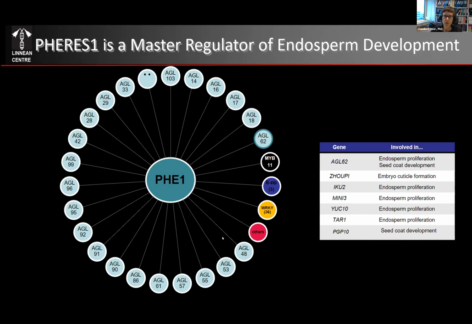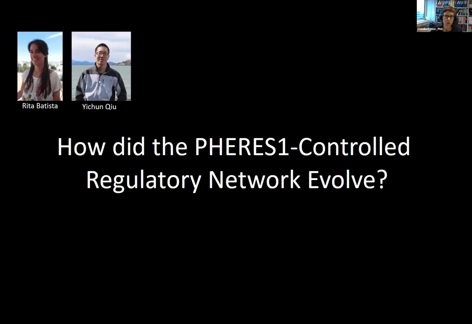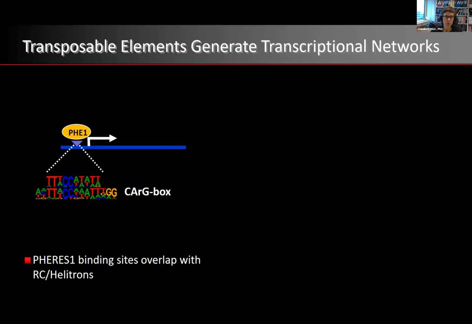Which of course gives rise to the question, how can a single gene become a major regulator of a whole set of genes important in one particular process, in this case, endosperm development? So the question that Rita, together with Yihun, addressed is, how did the Ferris1 controlled regulatory network evolve? And the answer to that question goes back to transposable elements, because what Rita found was that Ferris1 binding sites overlap with Helitrons, something I mentioned already in the beginning.